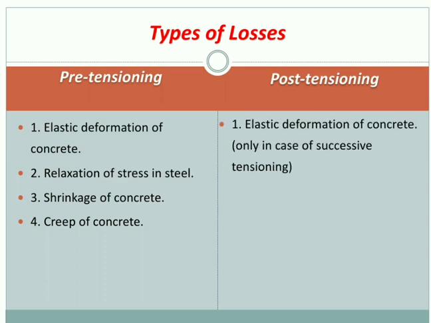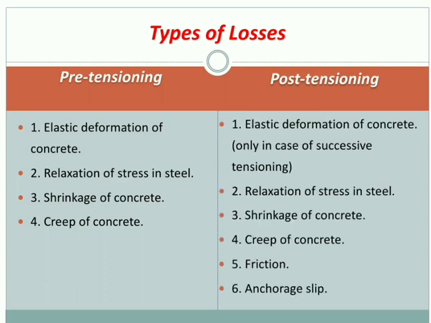So when we go for post-tensioning, we have a few more factors. Elastic deformation occurs only in case of successive tensioning, meaning if we have a set of wires and they are not tensioned together but tensioned successively, one after another, then there is a chance of elastic deformation, else this loss is directly zero. The next are relaxation, shrinkage and creep, which are common.